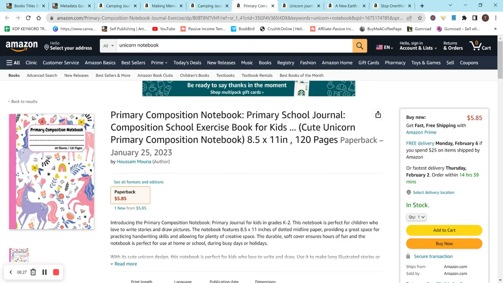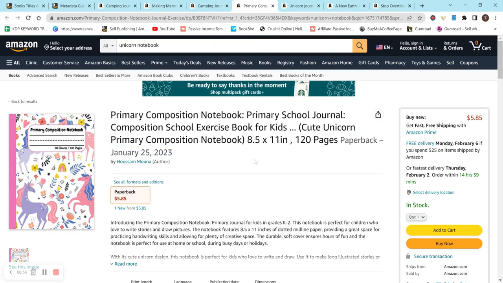So moving on to this one now: primary composition notebook, primary school journal, composition school exercise book for kids, cute unicorn, primary composition notebook, and then 8.5 by 11 inches and 120 pages. So this is one we would consider keyword stuffing. They have so many keywords that they have these dots here, unless they added them themselves, but pretty sure those are KDP dots. And they also have parentheses here.